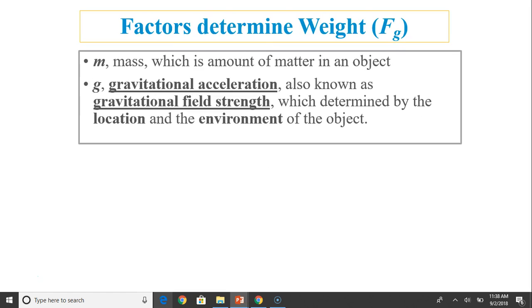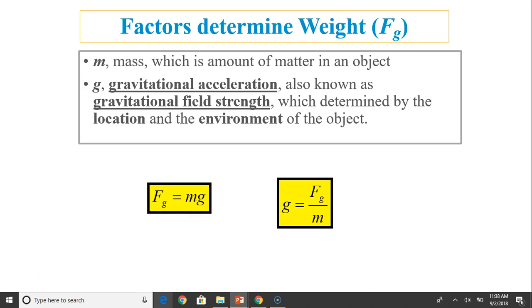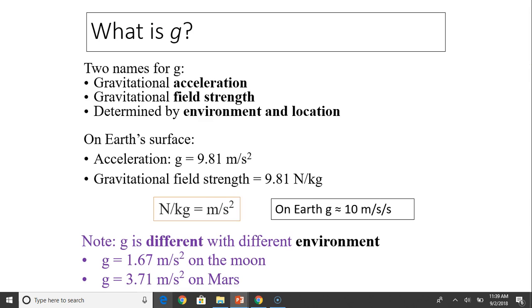Two factors determine weight. One is m, one is g. m is mass, which is the amount of matter in an object. g has two names, gravitational acceleration, also known as gravitational field strength, which is determined by the location and the environment of the object. g equals Fg over m. This equation is in your reference table. We can rearrange it to find weight, or gravity, equals mg.